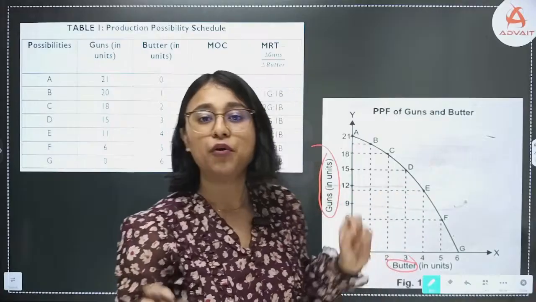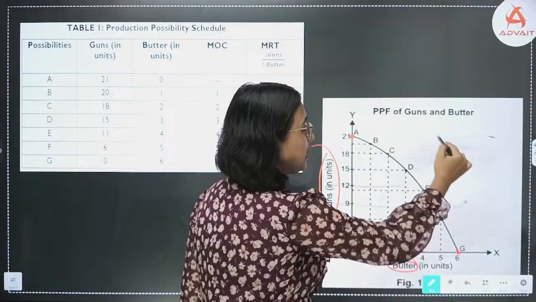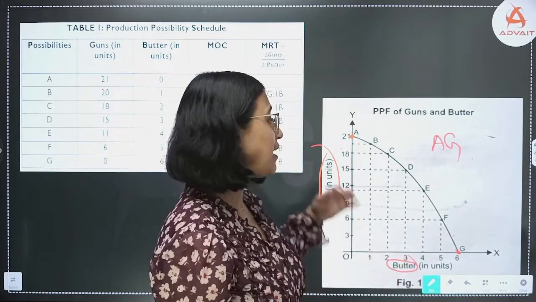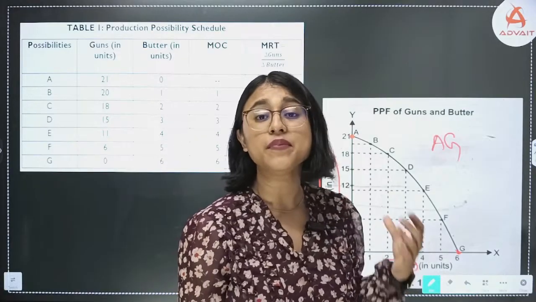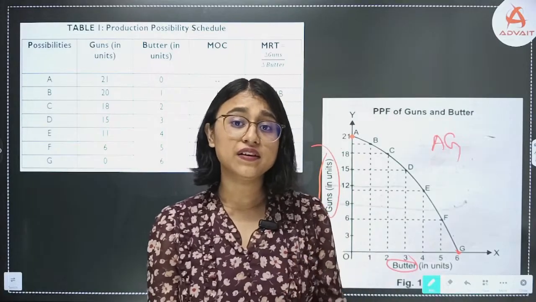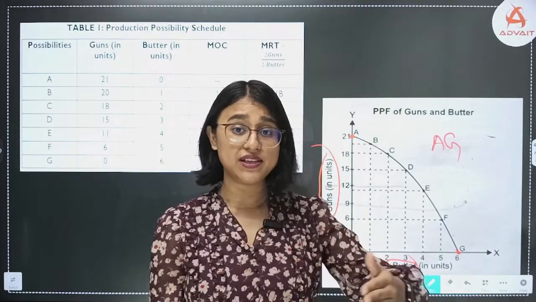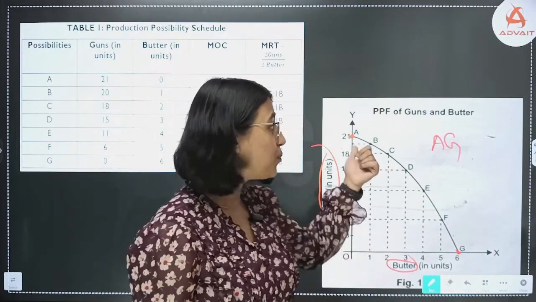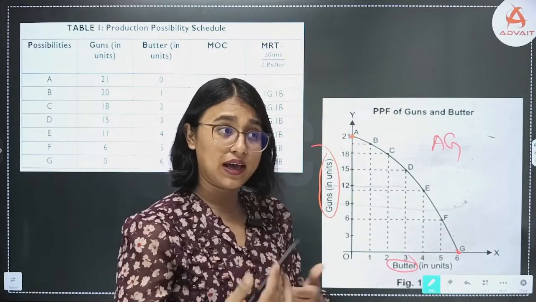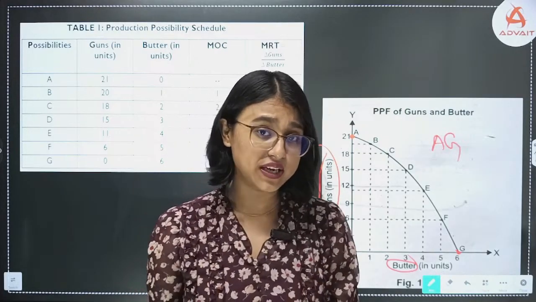The end points of the production possibility curve, A and G, that is AG, show the maximum production of butter and the maximum quantity of guns that we can produce given the level of technology and resources available to us. We cannot produce more than that. So points A and G show the maximum amount of both the goods that we can produce using the given resources and technology.